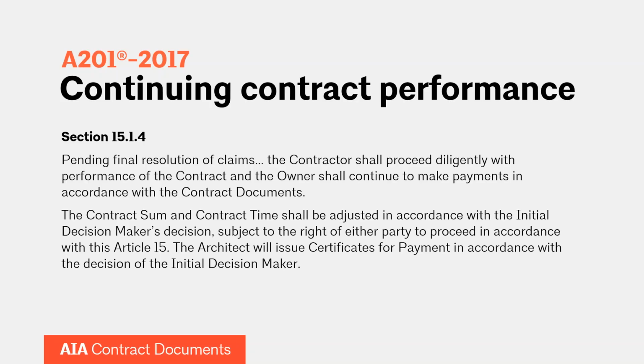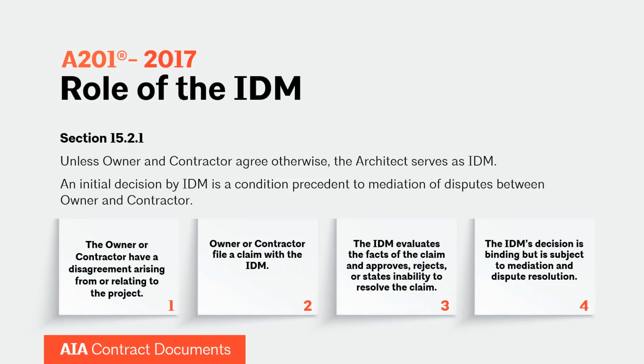And just to understand, continuing contract performance is one of the mechanisms, and there are a few embedded within this and other contracts, that put a premium on finishing the project on time. And that's the reason why continuing contract performance is in there. Another one of those mechanisms to finish on time is the inclusion of the role of the initial decision maker. An initial decision maker is a party, usually the architect. By default, it's the architect in the AIA agreements, but the owner and contractor can agree to make it whomever they want, who essentially calls balls and strikes throughout the claim process as the project is going on, the initial pass of these claims, to keep the project moving forward.